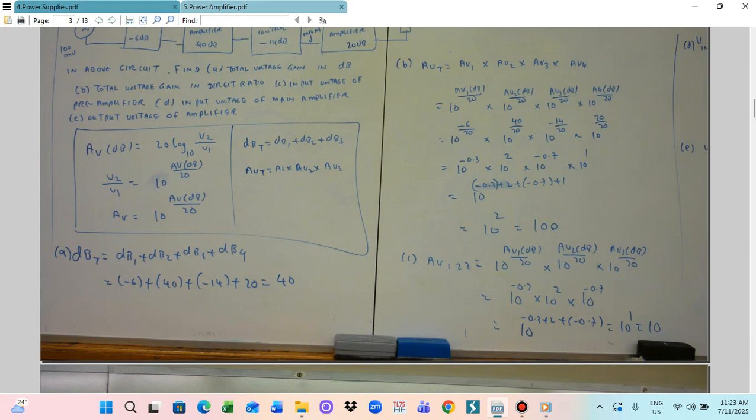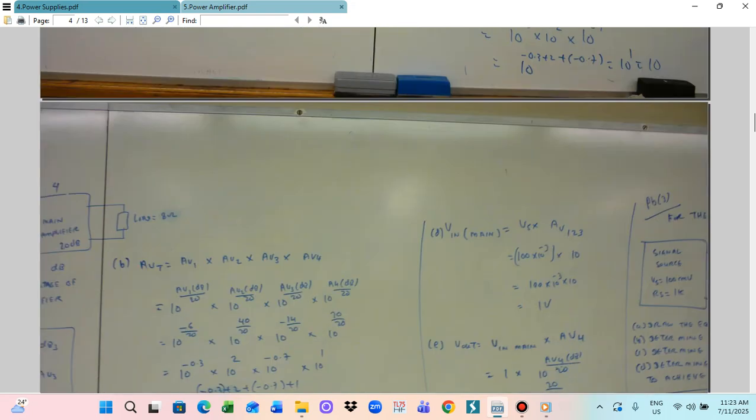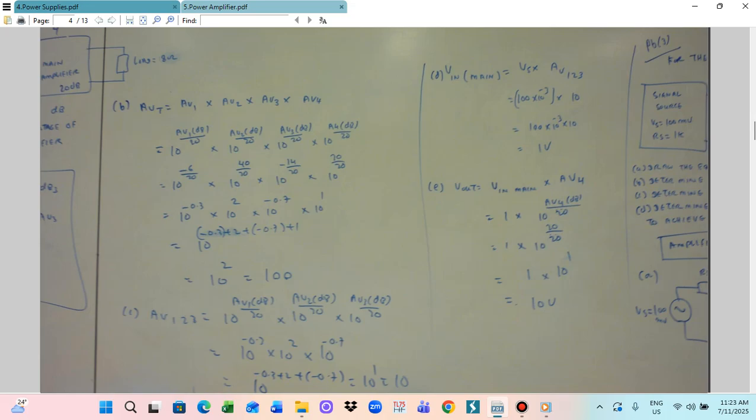So this is for the input of the main amplifier, Vin. VIN for the main amplifier is equal to VS multiply AV1, 2, 3. We already know that VS is 100 millivolts, which is 100 times 10 power minus 3, and AV1, 2, 3 we already got as 10. So that will be 100 times 10 power minus 3 multiplied by 10. By solving this, you get 10 volts.